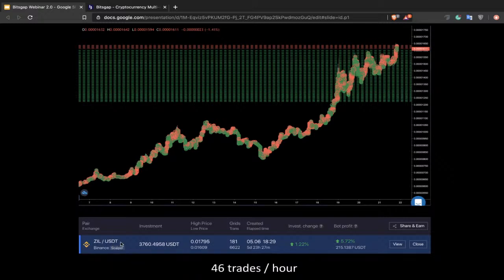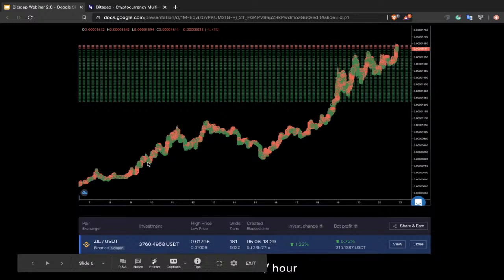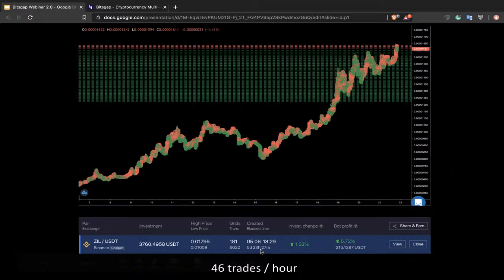All right, and you can clearly see the number of trades that the bot managed to execute. That's 6,622 transactions in total, and that's for the period of only 5 days. Well, actually almost 6 days. So if we divide transactions by the elapsed time, we will get 46 trades per hour. That's an insane speed, all right? Manually, you wouldn't be able to achieve that number of trade executions per hour without any rest.